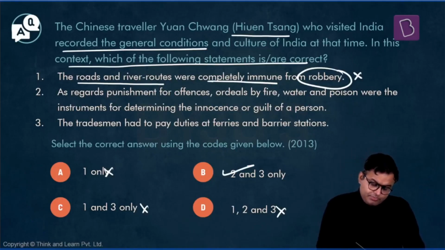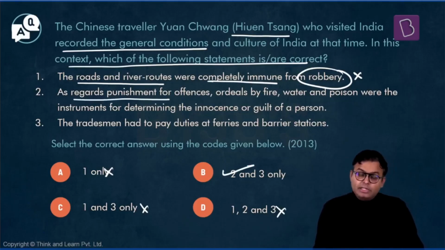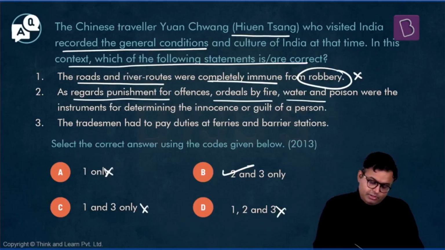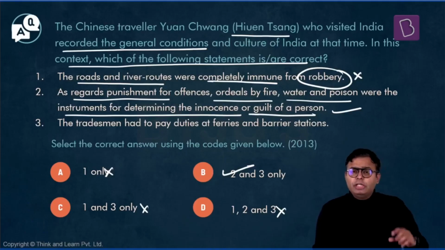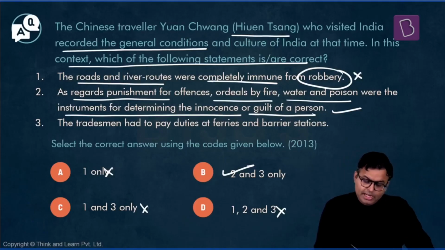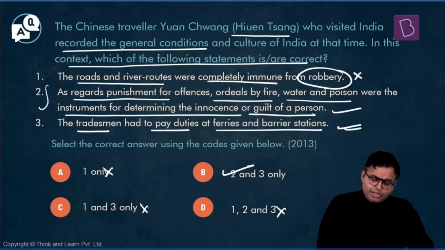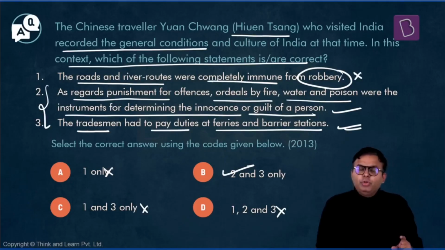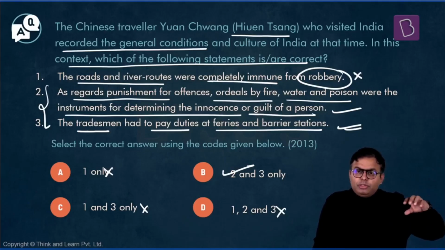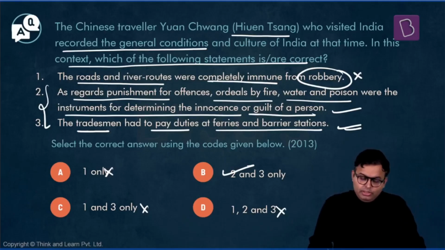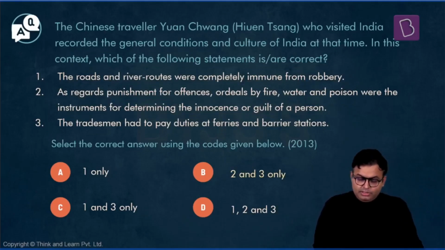But again, let's see. What does the second statement say? As regards punishment for offences, ordeals by fire, water and poison were used for determining guilt and innocence. Yes, he talks about the elaborate judicial system of Harshavardhan. The tradesmen had to pay duties at various occasions. He also talks about the taxation. But again, as you can see, even without having specific information, if you know the overall structure and the important anecdotes, then definitely you can get through to the right answer.